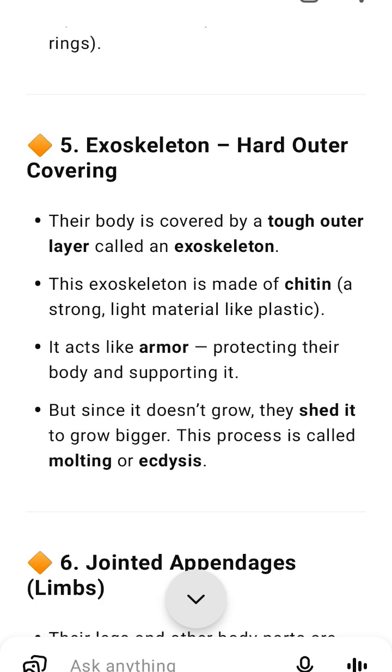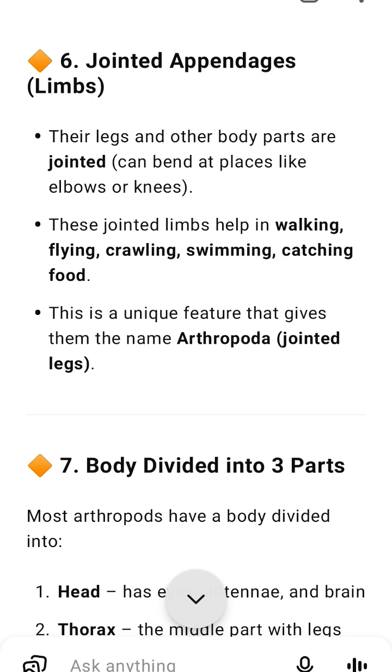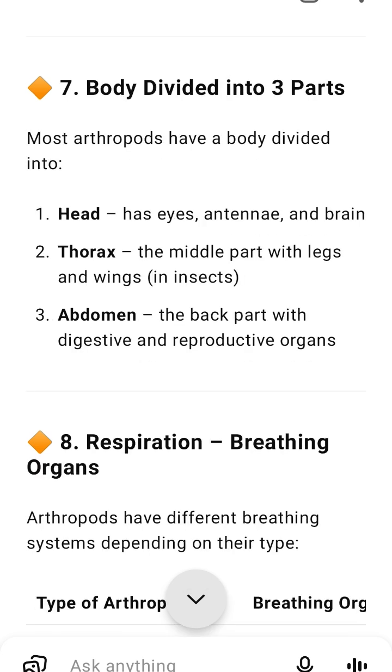Most are oviparous. They lay eggs. Development can be direct, where babies look like mini adults, e.g. grasshoppers, or indirect, where babies look different, e.g. caterpillar, butterfly. And 13, examples of arthropods.